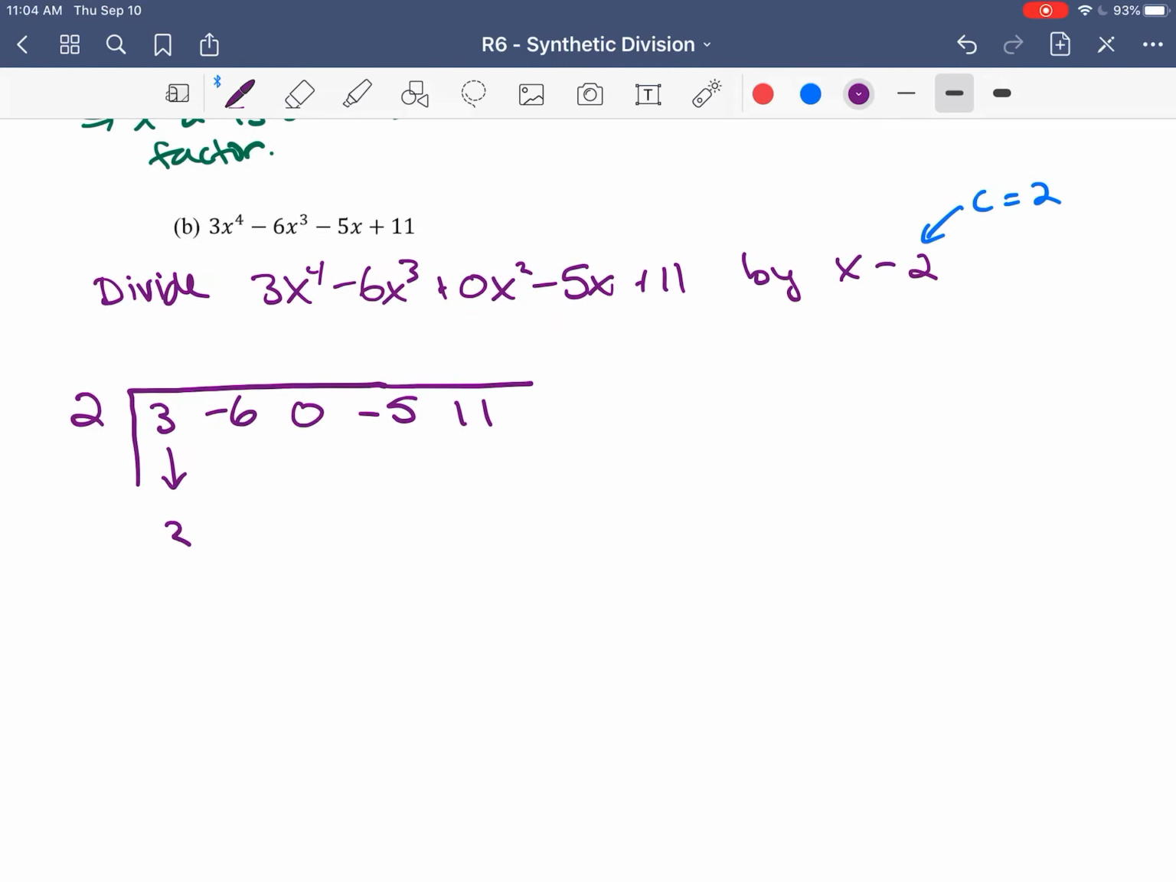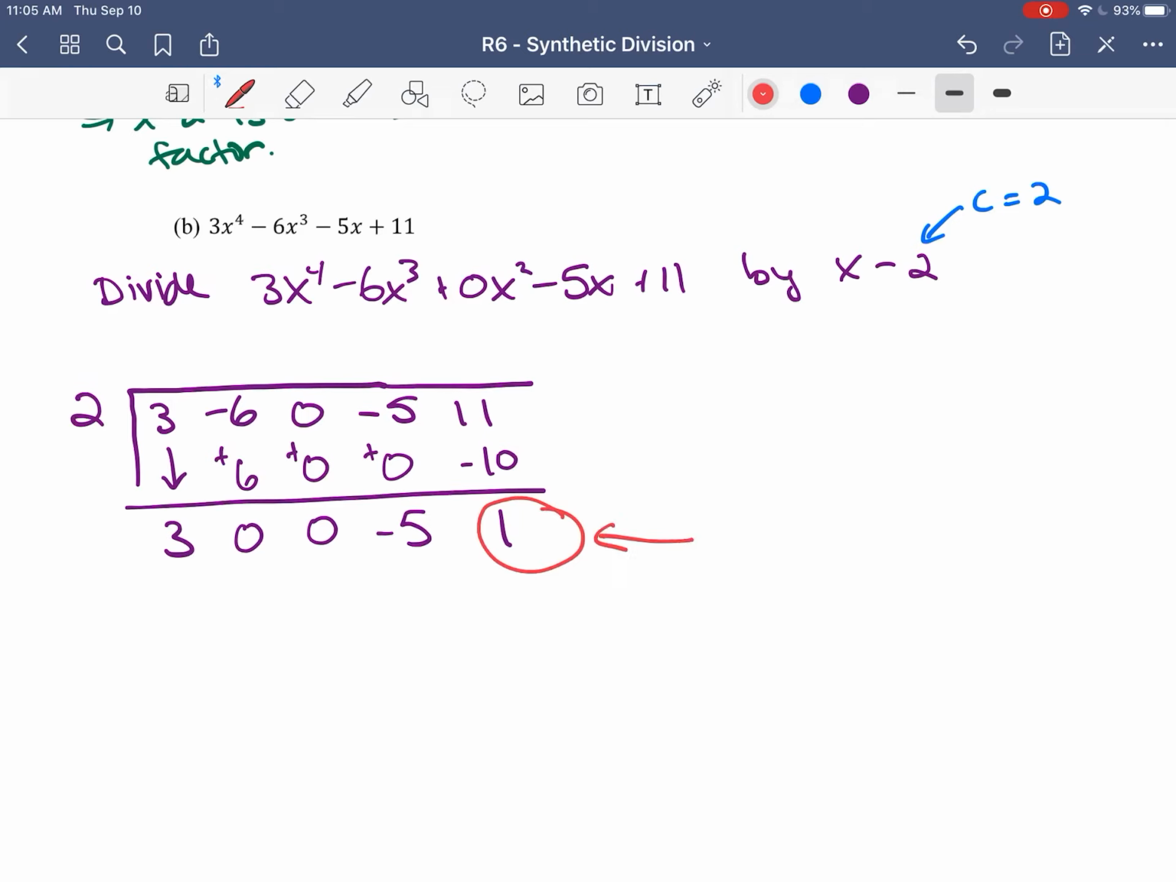I bring down the 3. 2 times 3 is 6, so when I add that to negative 6, I get a 0. 2 times 0 is 0, and when I add that to 0, I get a 0. 2 times 0 is again 0, and when I add that to negative 5, I get a negative 5. 2 times negative 5 is negative 10, and when I add that to 11, I get 1. This last entry, this 1, is the remainder. So the remainder equals 1.